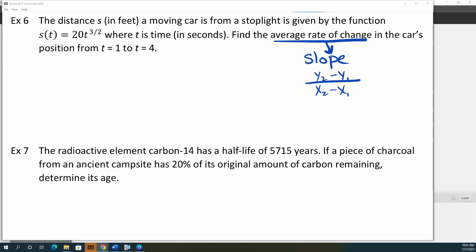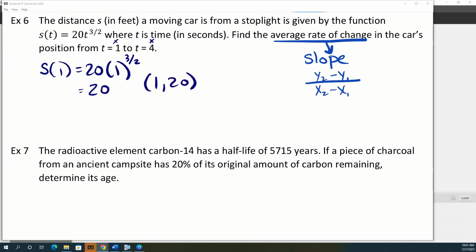Okay, so I guess I should read the problem. The distance s in feet a car is moving from a stoplight is given by that function, where t is time in seconds. We're going to find the average rate of change from t equals 1 to t equals 4. Now, the slope formula we use is x and y, but we can do it for t and s too. If you're thinking of x and y, those are both x's. So we need to find the y's that go with them just by plugging them into the function. So 1 to every power is just 1. So this would be the ordered pair 1, 20.